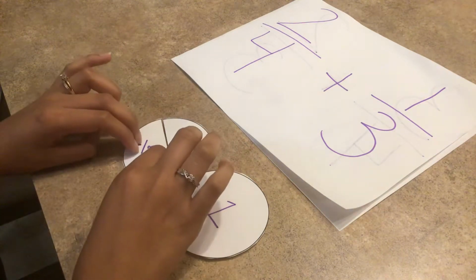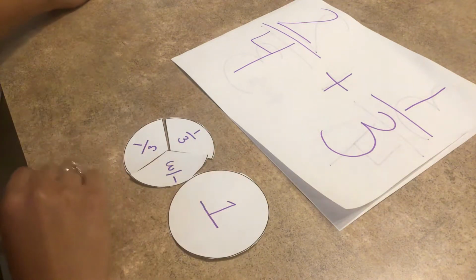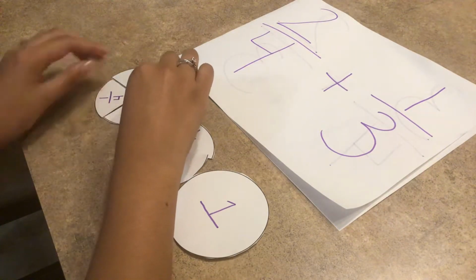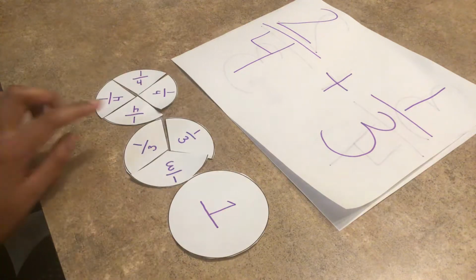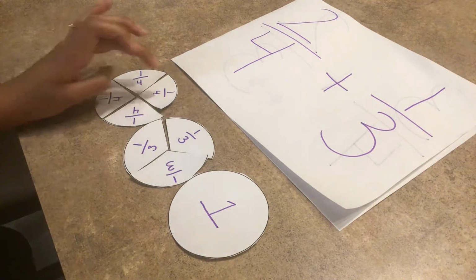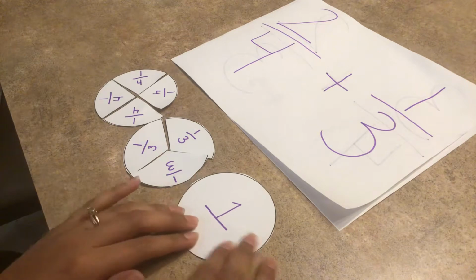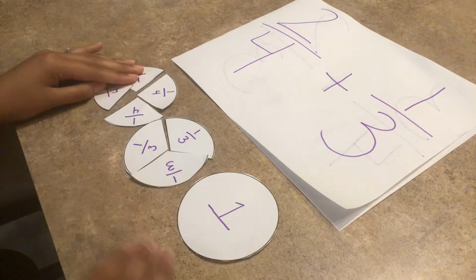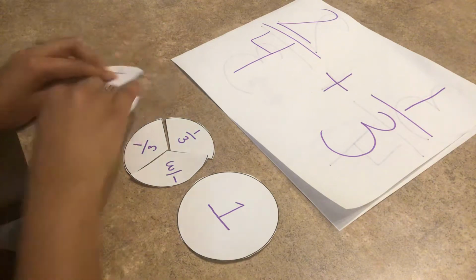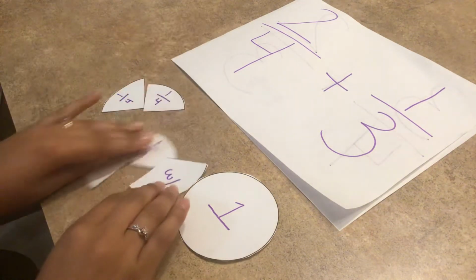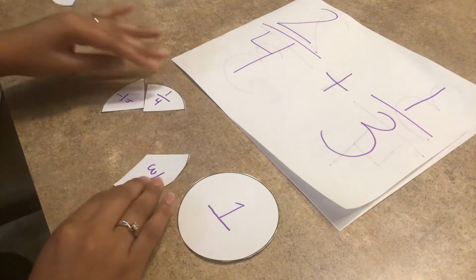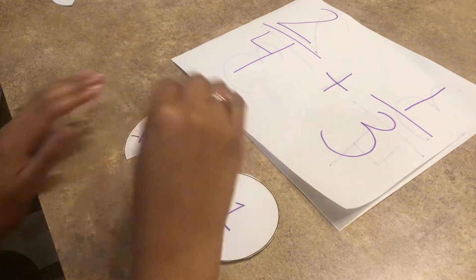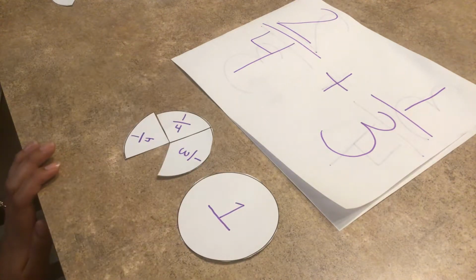Now I'm going to bring another circle. This one's cut up into fourths. So our unit fraction would be 1/4. Well, I know I only need 2 4s, so I'm only going to keep 2 4s. And I only need 1/3, so I'm only going to keep 1/3. But how do I find out what 2 4s plus 1/3 is?